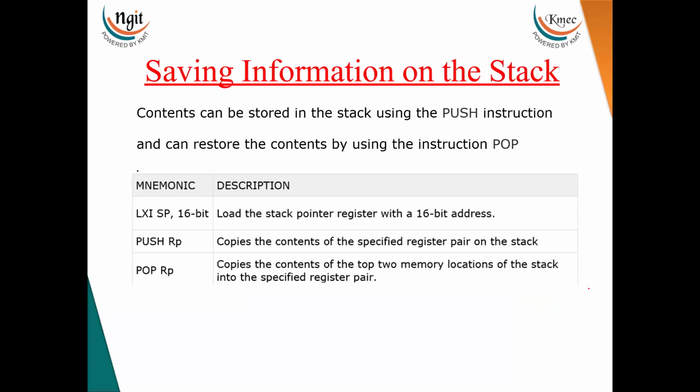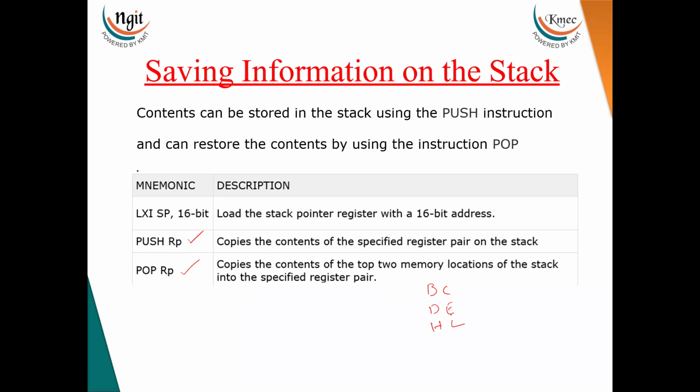Now how to save the data onto the stack? By using the push and pop instructions. Now, push RP means what? Push register pair and pop register pair. Here the register pairs are BC, DE, HL. Three register pairs are there. If you specify push B, it means BC register pair, push D means DE register pair, and push H.